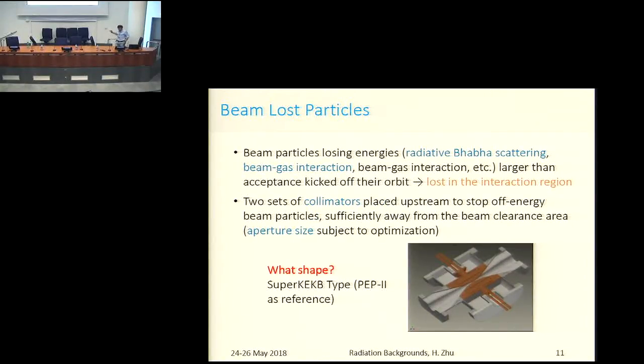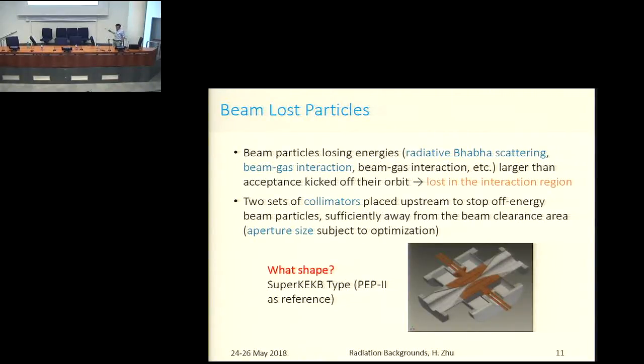As I mentioned, there is also a contribution from the beam loss particles or off-energy particles, particles losing a certain amount of energy, for example due to radiative Bhabha scattering, beam gas interaction, and beamstrahlung. If they lose energy above the acceptance, then they can get lost, and some of them can get lost in the interaction region. If we are unlucky, they can hit the machine elements or detector elements and cause a particle shower. Then they're going to introduce a lot of backgrounds.